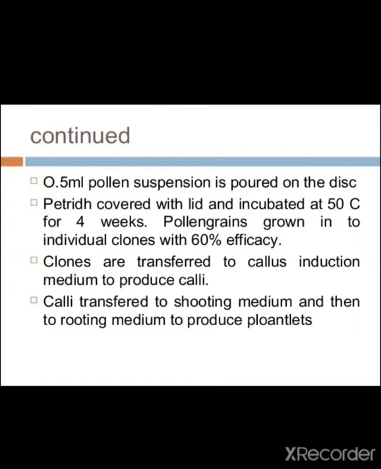0.5 ml pollen suspension is poured on the disc. The Petri dish is covered with a lid and incubated at 15 degrees Celsius for around 4 weeks. Pollen grains grow into individual clones with around 60% efficacy. Clones are transferred to callus induction medium to produce calli. Calli are transferred to shooting medium and then to rooting medium. Shooting medium and rooting medium both are differentiated according to requirement to produce plantlets.